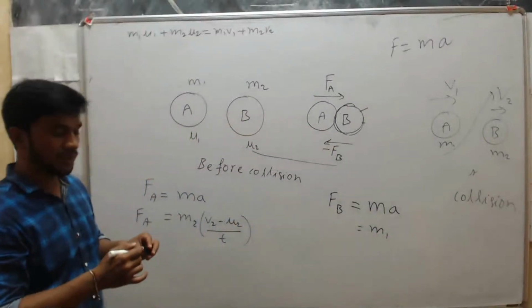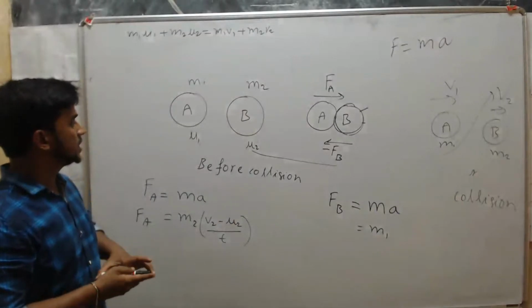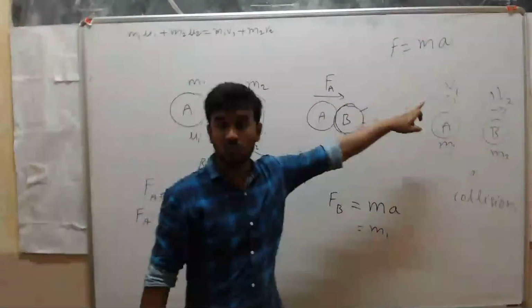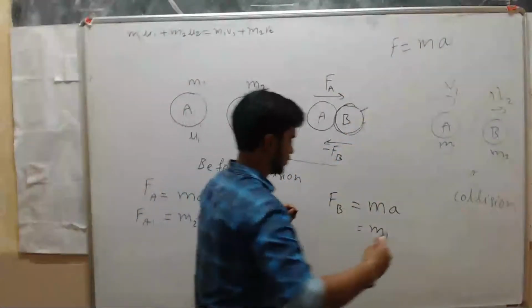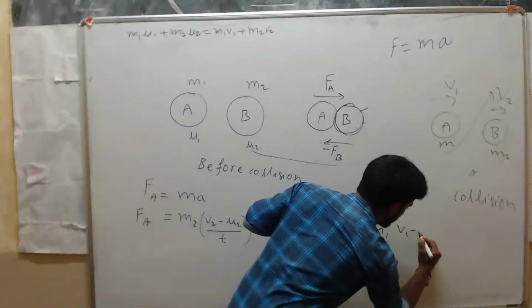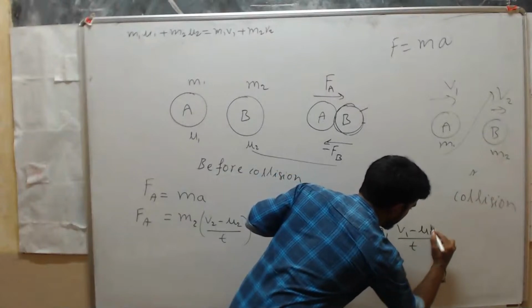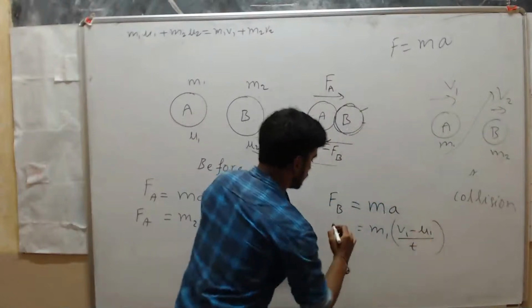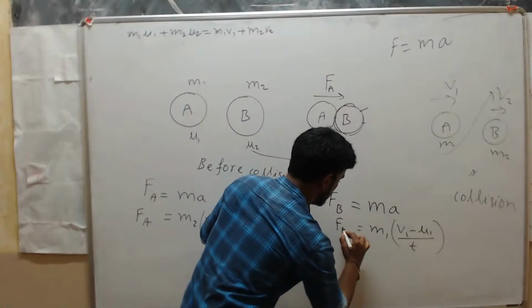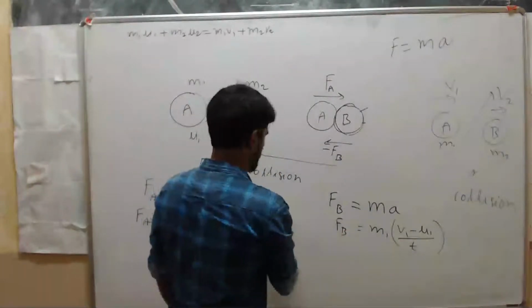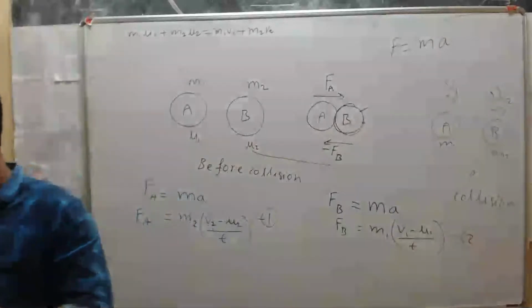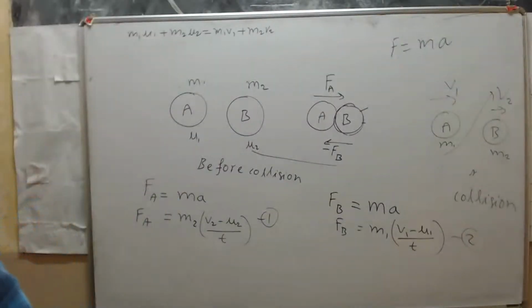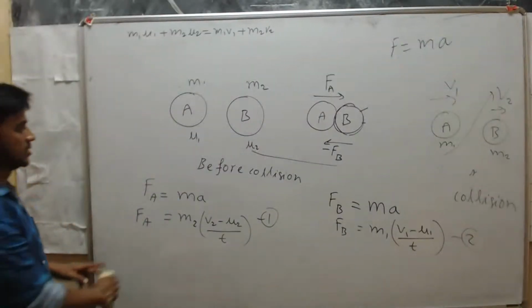Acceleration means change in velocity. Here, velocity changed from u1 to v1 in a time t. So acceleration is (v1 minus u1) divided by t. Okay, so Fb is equal to m1 (v1 minus u1) divided by t. I will call this equation 1 and this equation 2. What is the next step? Just think.